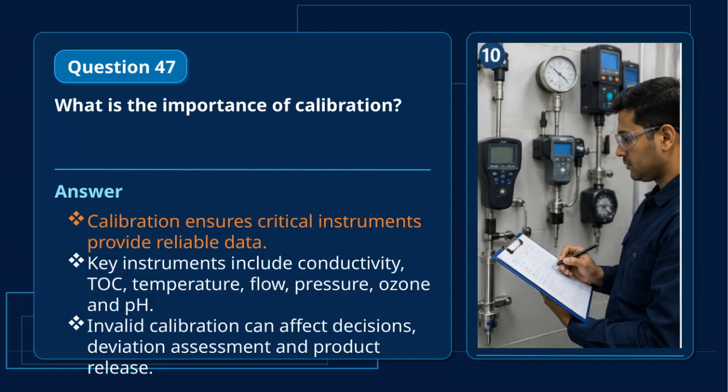Calibration is crucial because it ensures that the critical instruments we rely on provide accurate and reliable data. Think about the key measurements we take, like conductivity, TOC, temperature, flow, pressure, ozone, and pH. If these instruments aren't properly calibrated, the data they produce could be misleading. This could lead to poor decision-making, incorrect assessment of deviations, and ultimately impact the quality and safety of product releases. So, maintaining proper calibration is essential to uphold the integrity of our processes and products.